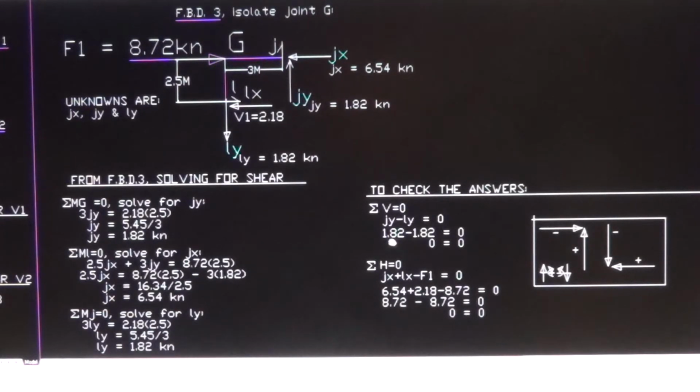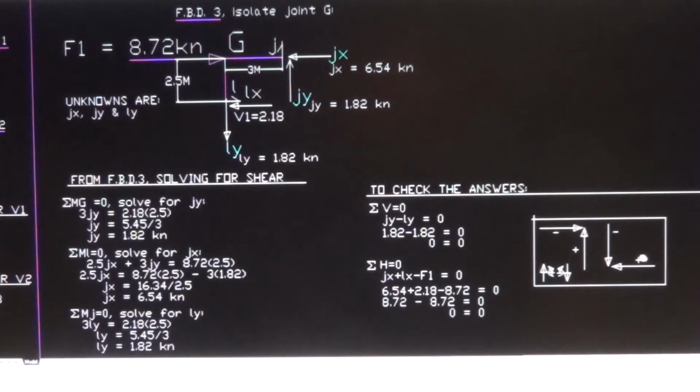So 1.82 minus 1.82 is equal to 0. 0 on this side, and equal to 0 on that side. Therefore all the vertical forces and the direction of the forces are correct. Now check the horizontal forces. Summation of horizontal forces is equal to 0. Gx is going to the left.